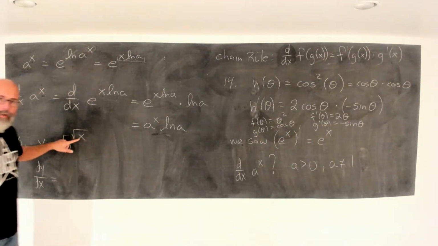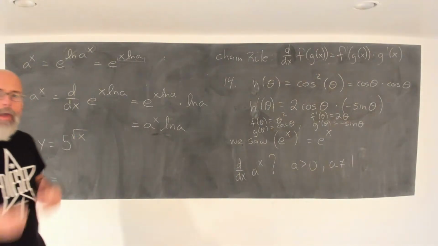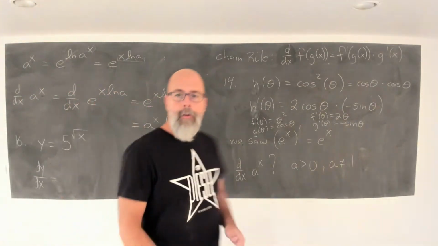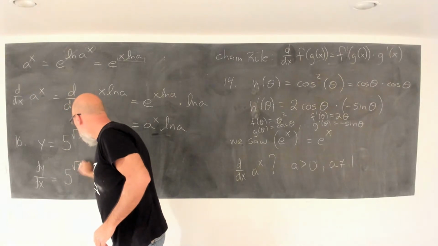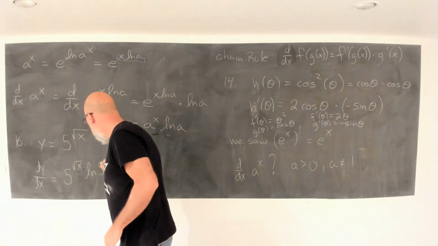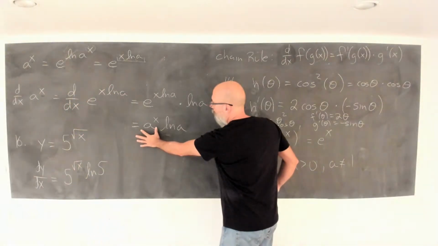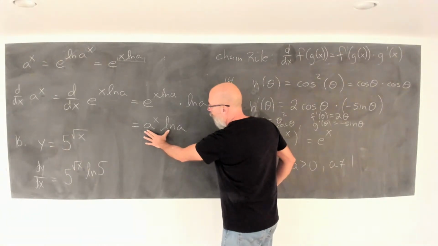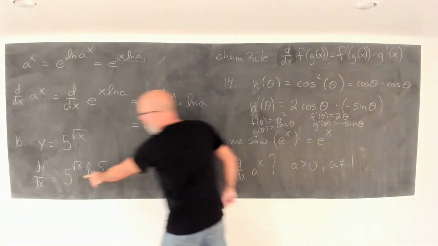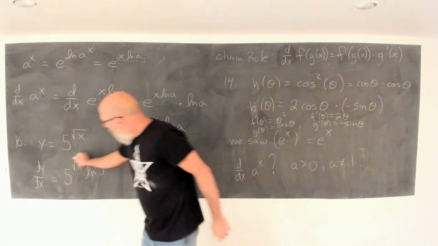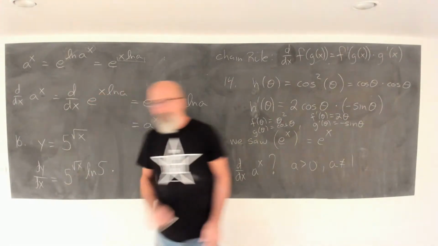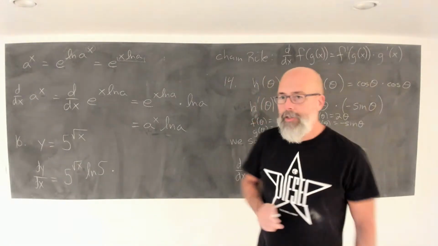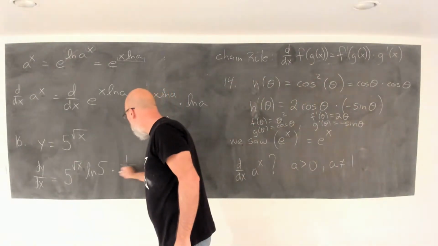Well, this is 5 to the something. A to the something. The derivative is 5 to that something times ln 5. Right? A to the x ln a, where a is 5, times the derivative of the inside, times the derivative of root x, which is 1 over 2 root x.